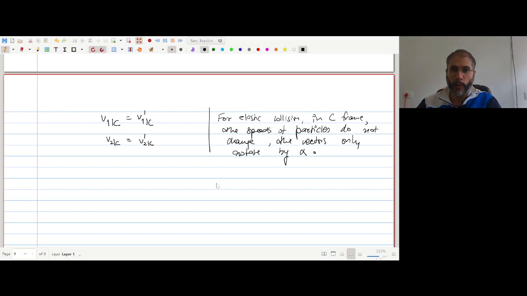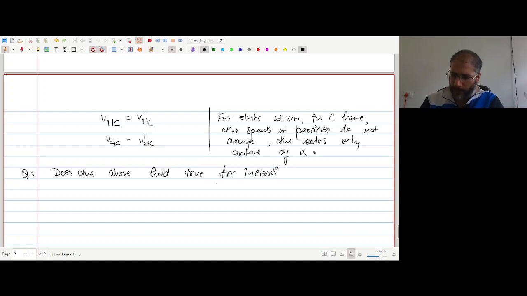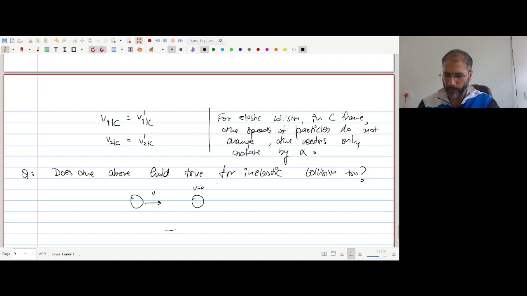But does that hold true for inelastic collision as well? If you think about it, let's take a very simple situation where two masses are moving along a line, and one of them is stationary. So let's say this one is moving with the velocity v. It hits a mass where the velocity was 0, and they start to move together with v naught. That's a fully inelastic collision.